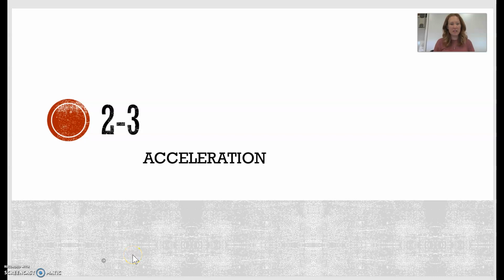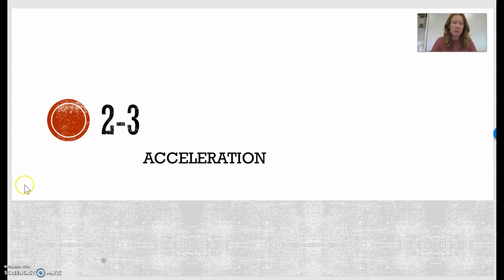These notes are on section 2-3 of your Walker textbook. So we're broaching the subject of acceleration, which is a change in velocity. Technically, it could be a change in speed, but it could also be a change in direction. In this case, we're really just talking about a change in speed, and then we'll get to a change in direction later in this textbook.